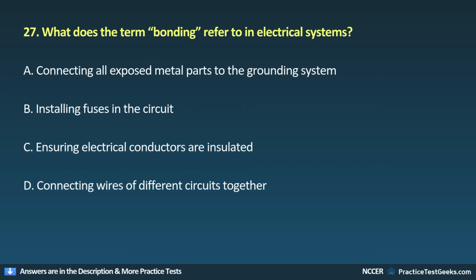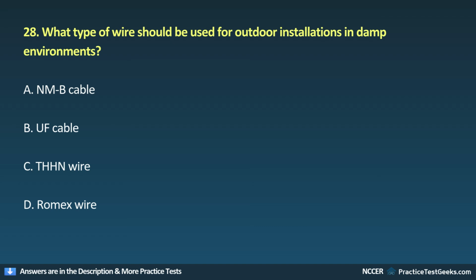A. Connecting all exposed metal parts to the grounding system. B. Installing fuses in the circuit. C. Ensuring electrical conductors are insulated. D. Connecting wires of different circuits together. 28. What type of wire should be used for outdoor installations in damp environments?